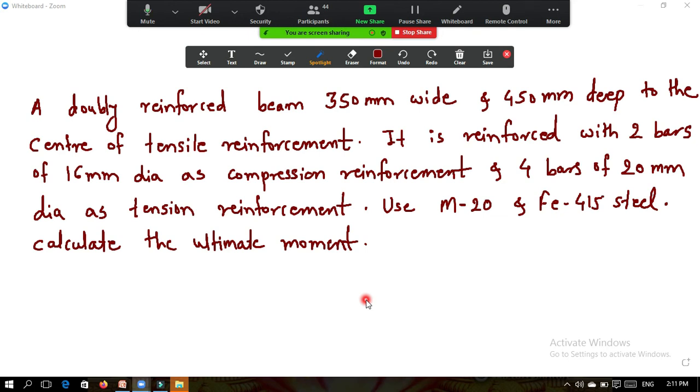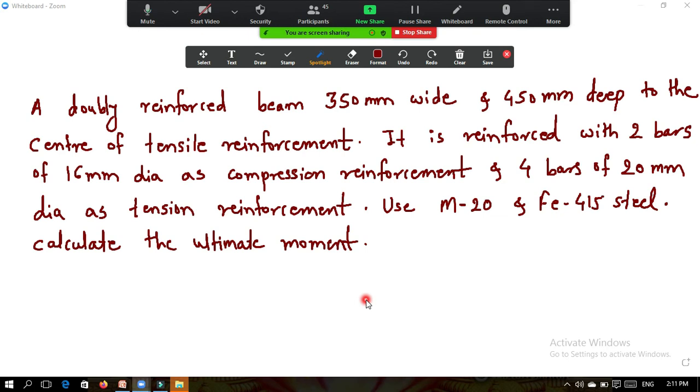What is MU? Okay. So to calculate the MU, first of all we need to see what type of section it is. Then we have to use the formula depending upon XU is greater than XU max, or XU is less than XU max, or XU is equal to XU max. So from that we need to calculate the value of MU.